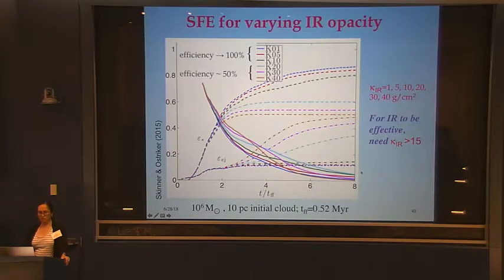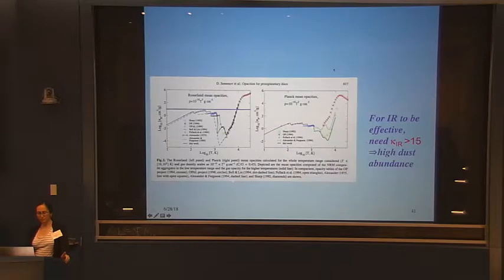And that is just right here between the cases that get disrupted down here and the cases that essentially have star formation efficiency going to unity. So these are super Eddington radiation. These are sub Eddington. So there is this critical opacity.